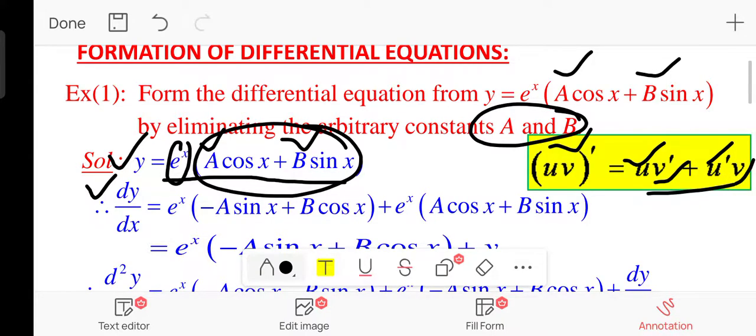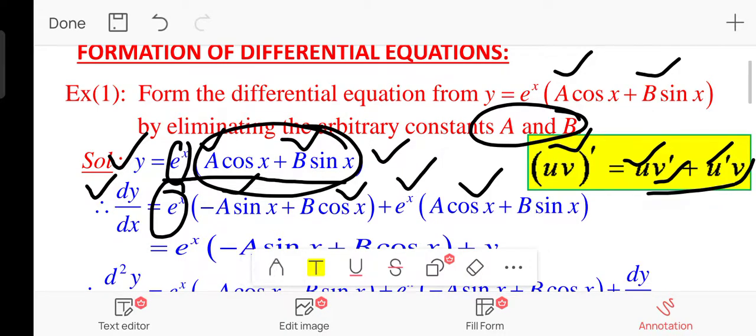So here e power x into, I am differentiating the second term, a cos x. Cos x differentiation we already saw, it is minus sin x, so minus a sin x, plus b into sin x differentiation is cos x, plus a cos x plus b sin x into e power x derivative is e power x.